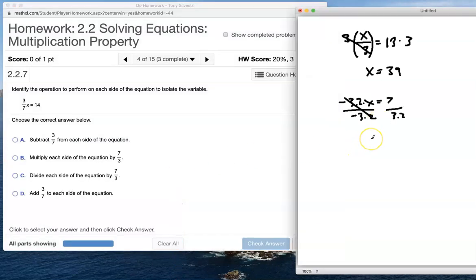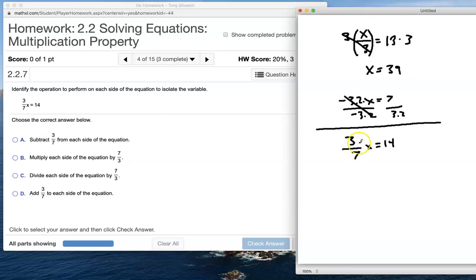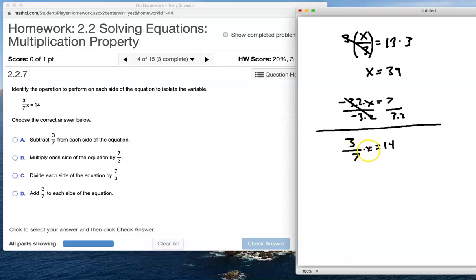Okay, let's see what we're going to do for this one here. 3/7 x is equal to 14. Now, here's what you're going to do. I think we did this back in chapter 1. When you want a plain x by itself, unfortunately we have 3/7 in front of it. I want the number in front of the x to be 1. Okay, that's what I want.